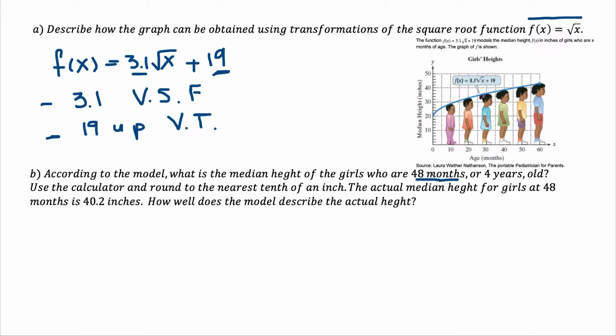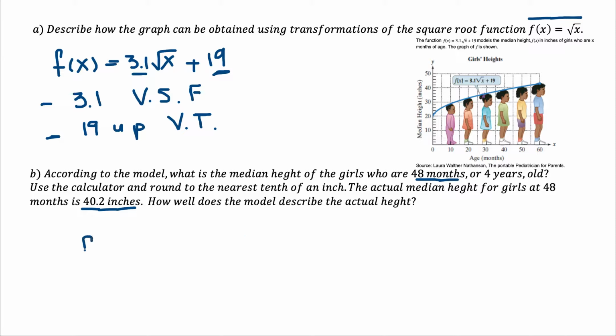Now, according to the model, what is the median height of the girls who are 48 months, or 4 years old? Use the calculator and round to the nearest tenth of an inch. The actual median height for girls at 48 months is 40.2 inches. How well does the model describe the actual height?